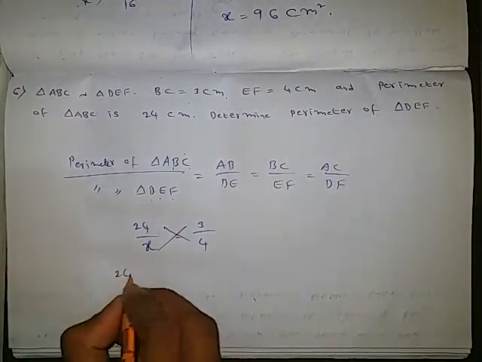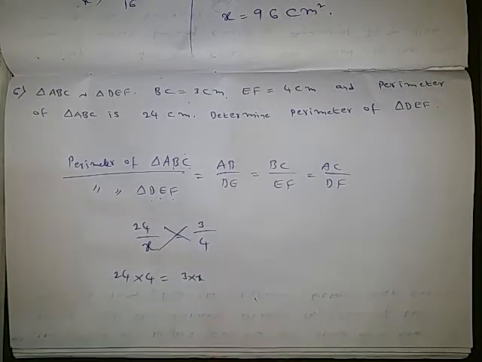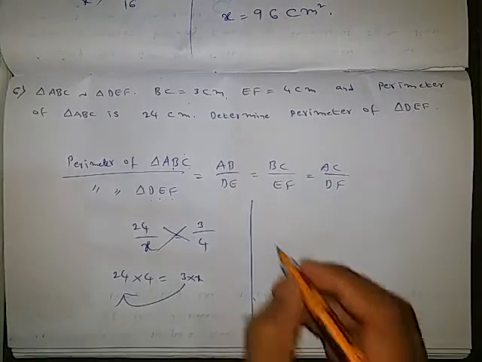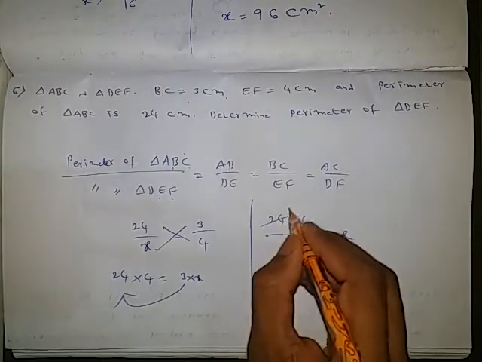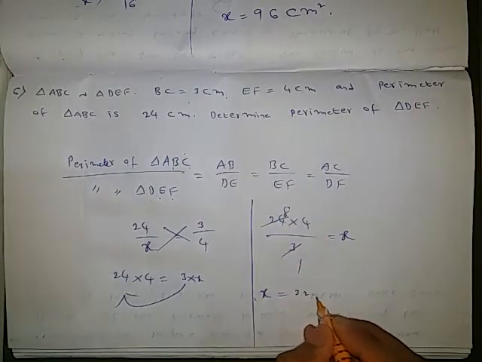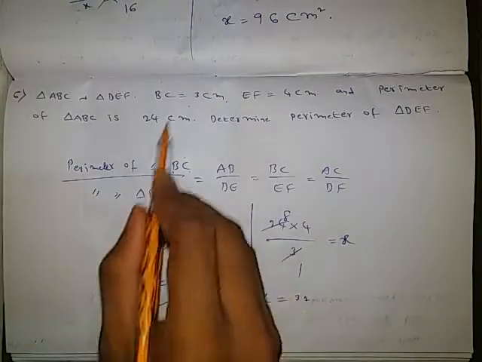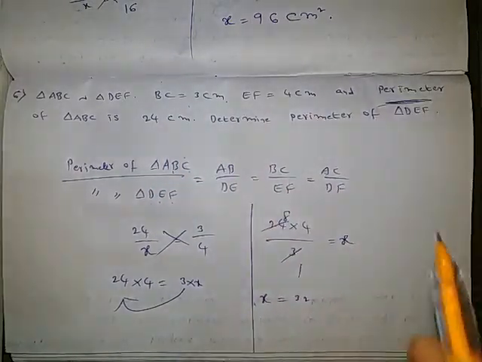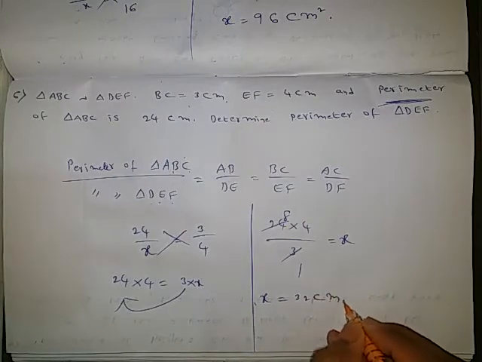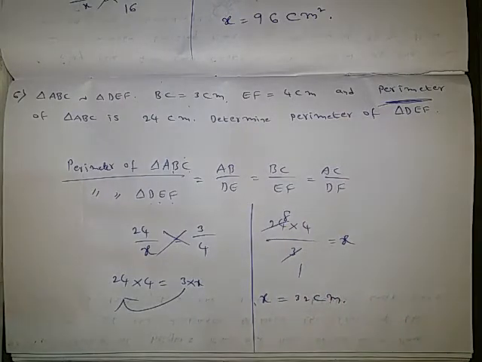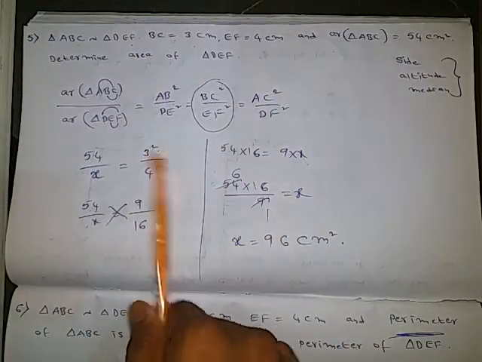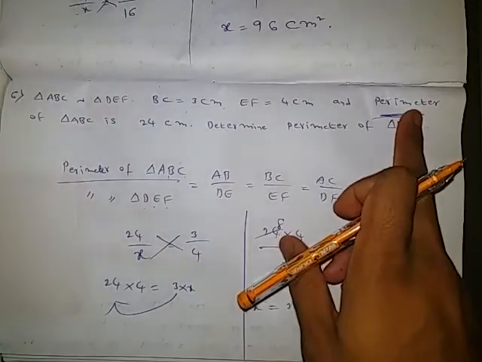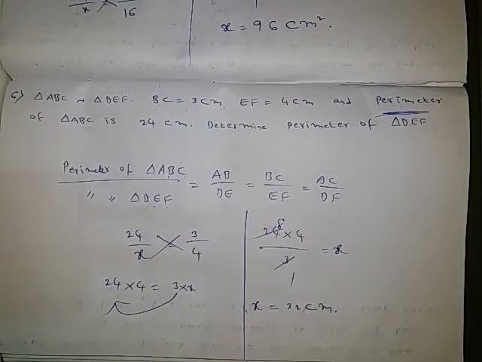Cross multiply: 24 into 4 is equal to 3 into x. We want the x value, so take 3 to the left side. So we will get 24 into 4 divided by 3 is equal to x. 3 ones are 3, 8 are 24. So x is equal to 8 into 4, 32. All the measurements are in centimeters and we are finding the perimeter, so it will be 32 centimeters. The only difference between these two you need to know is, here the question is related to area, so squaring of the sides. Here perimeter, so no need of squaring the sides.